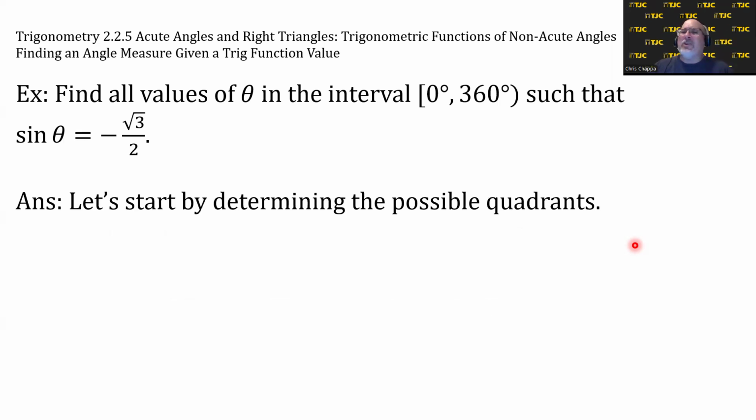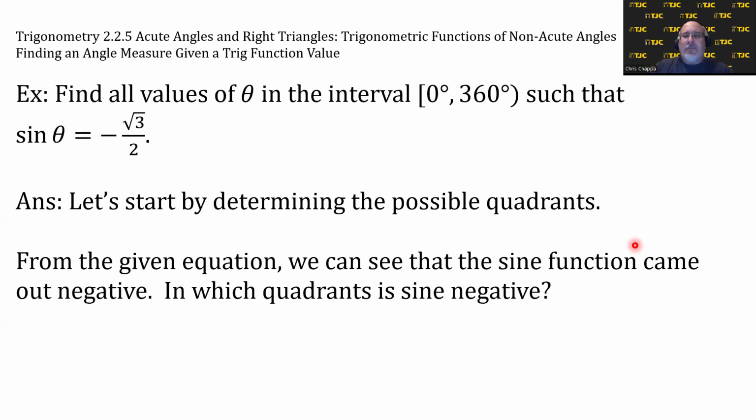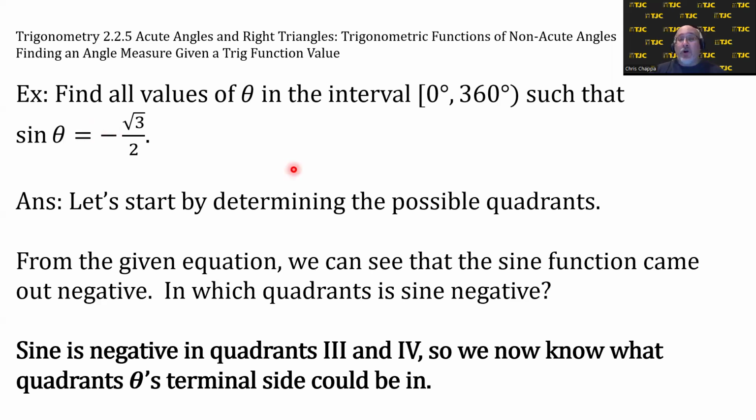Well, let's start by determining the possible quadrants. This part's pretty easy. From the given equation, we can see that the sine function came out negative. In which quadrants is sine negative? Sine is negative in quadrants 3 and 4. So now we know what quadrants theta's terminal side could be in. So we're looking for something in quadrants 3 and 4.